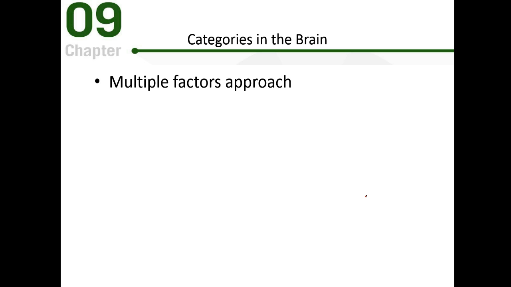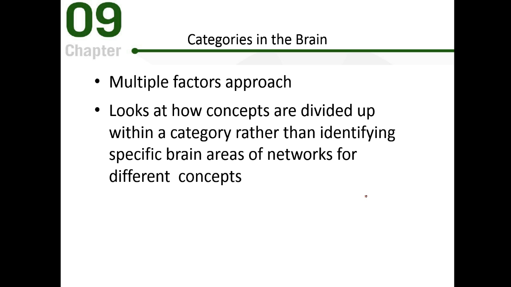Another approach is called the multiple factors approach. And this approach looks at how concepts are divided up within a category rather than identifying what specific areas of the brain have networks for different concepts. This is one way in which we can differentiate different concepts.